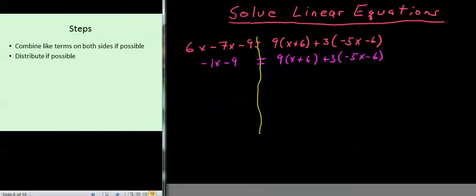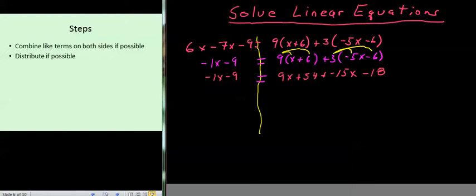All right, step 2. Distribute. The distributive property, 9 times x, 9 times 6. When we have a number in front of a set of parentheses, we can distribute. So I take 9 times this number, 9 times this number, 3 times this number, 3 times this number. I can't distribute on this side, on the left. So I just rewrite that, negative 1x minus 9 equals 9x, 9 times 6 is plus 54, 3 times negative 5 is negative 15x, 3 times negative 6 is negative 18.